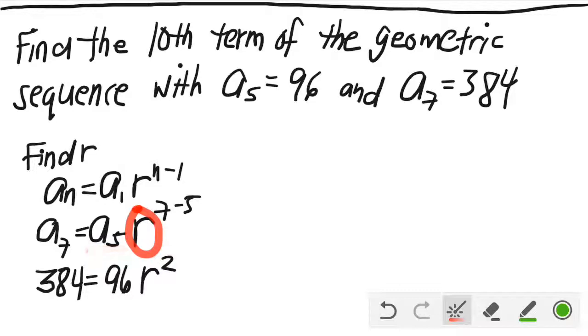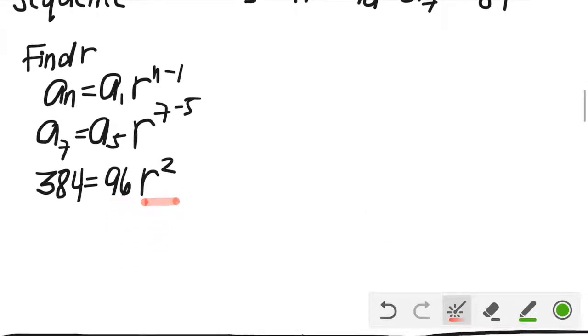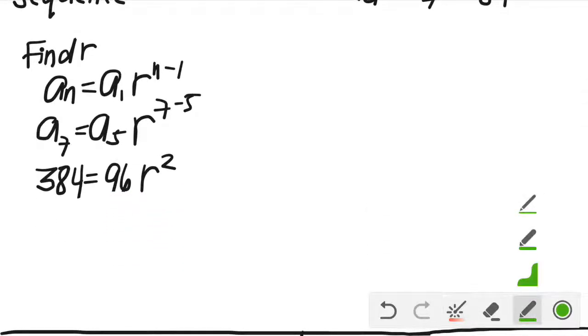In this case, our exponent n-1 will become a 7 minus 5 because we are using the 7th and the 5th term. So my 7th term is 384. My 5th term is 96, and I am left with r squared. Let's go ahead and simplify the given expression to find your common ratio. In doing so, we are able to find that 384 divided by 96 is 4. However, take note, this is an r squared. We must simplify it to find the common ratio.